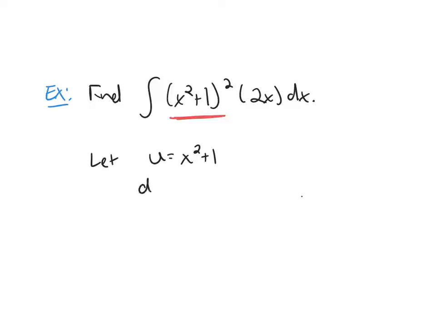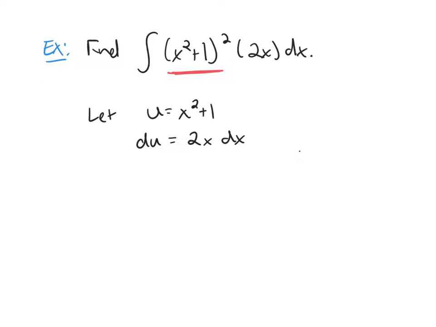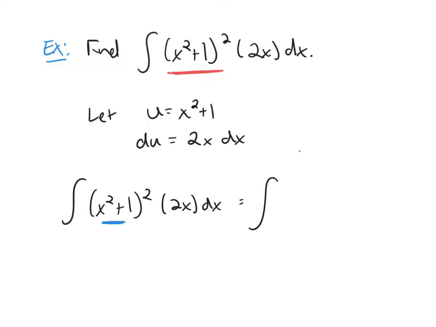And then take the derivative of this equation. You'll get 2x dx. So now, for this integral, I'm going to start by replacing this by u. So this will be u squared. And then the second part becomes du.